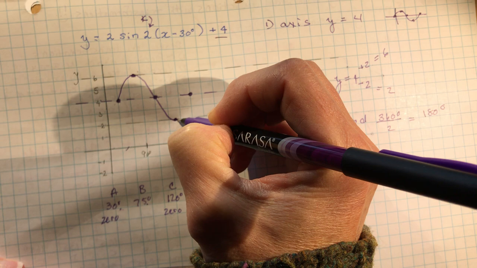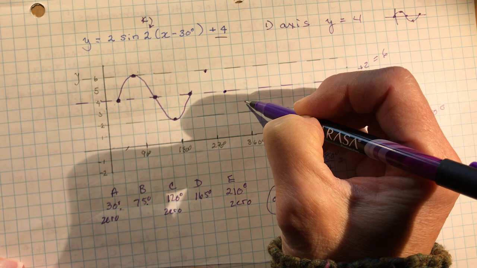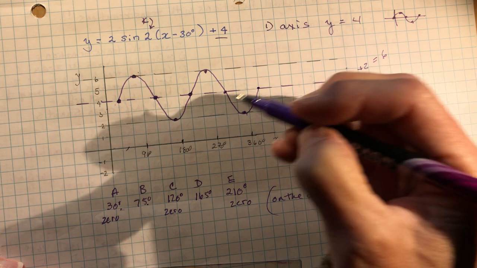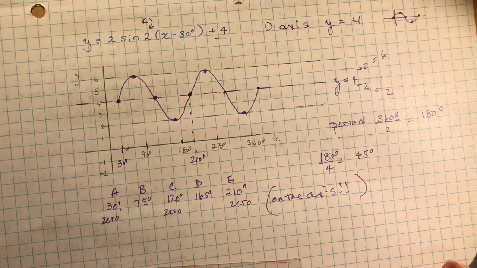Now you could keep going. 1.5 to the highest, 1.5 to the 0, 1.5 to the lowest, and 1 back to 0, so you could keep going. And there we go. So that makes sense. Look here, we're at 210 degrees. We started at 30 degrees, period is 180, and there you go.